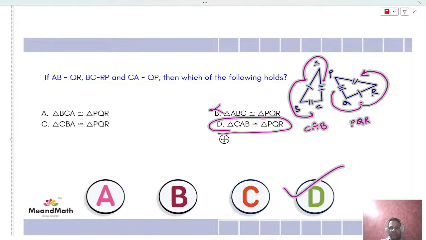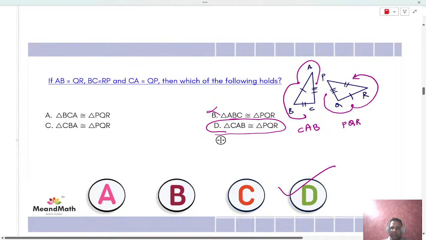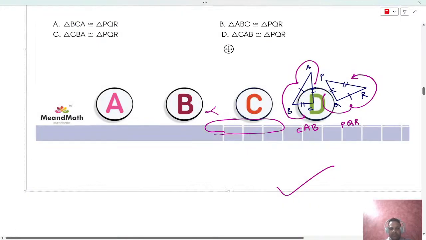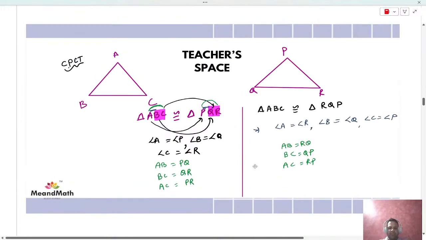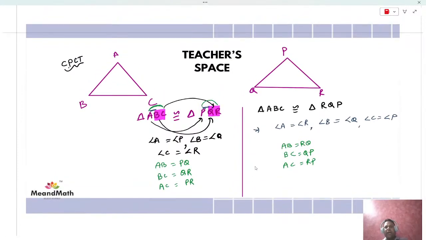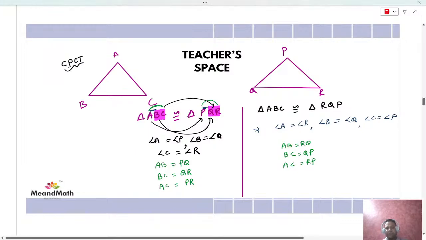Okay, take 2 minutes to understand this. I'll show you the solution again. Yeah, here is the solution. Now check. If you have any doubt, you can ask me in the chat. I'll wait for 2 minutes.